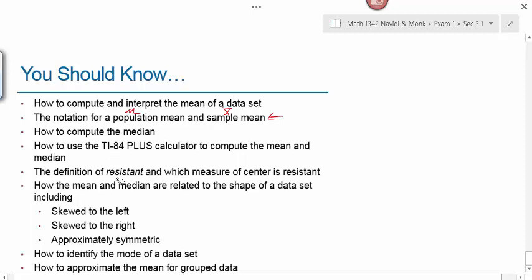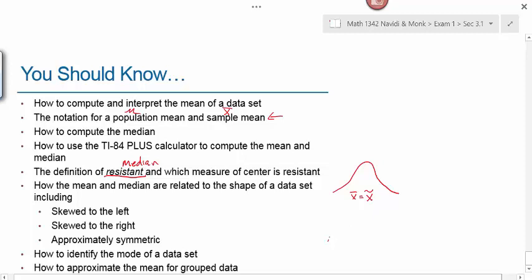Which one of the variables is resistant, the mean or the median? The median, because it's not changed by one extreme value near as much as the mean is. The median is resistant. The mean is not resistant. If your distribution is symmetric and bell-shaped, what do we know about the relationship of the mean and the median? They're the same, right? The mean is equal to the median, and the x with the tilde over it is what we use for the median.